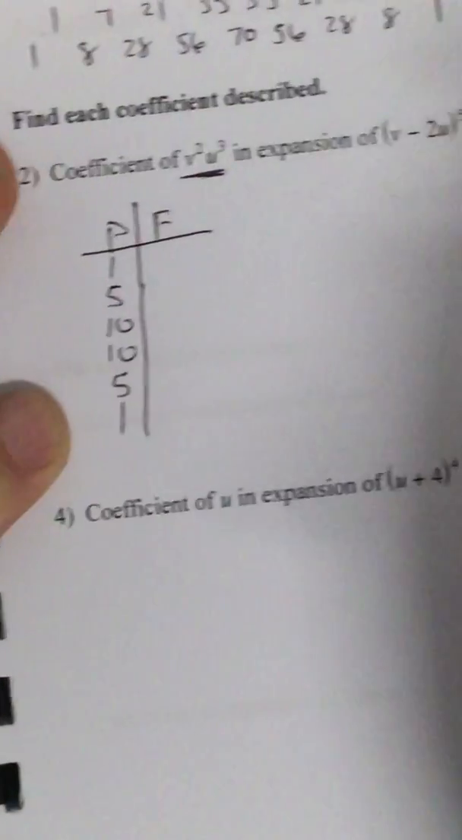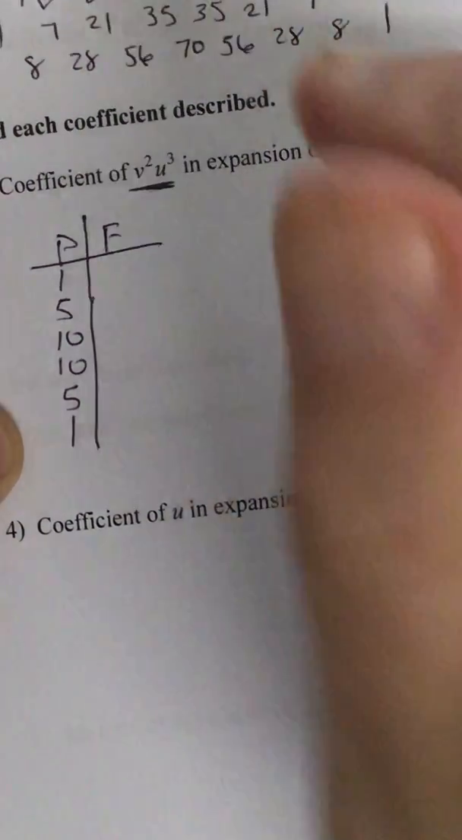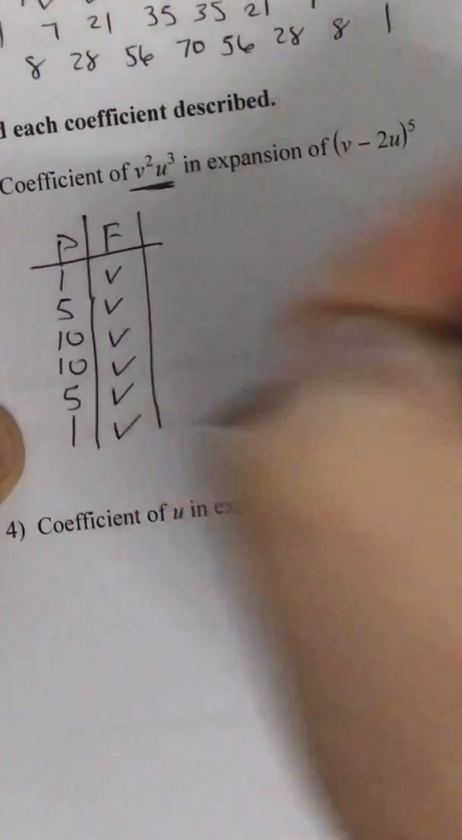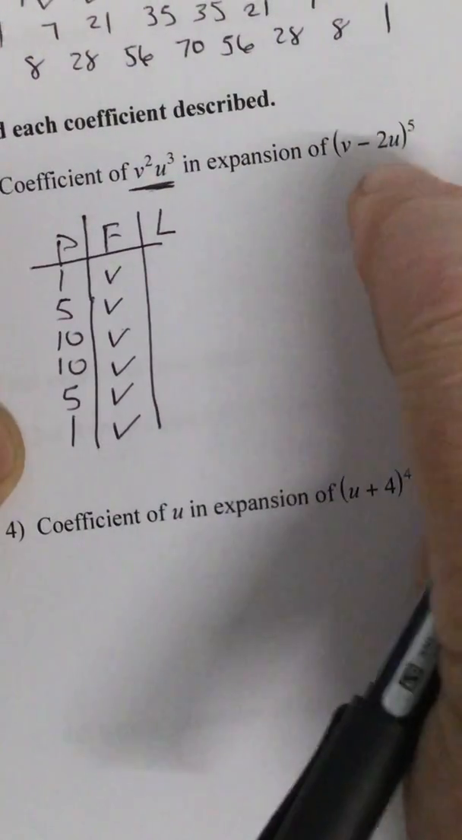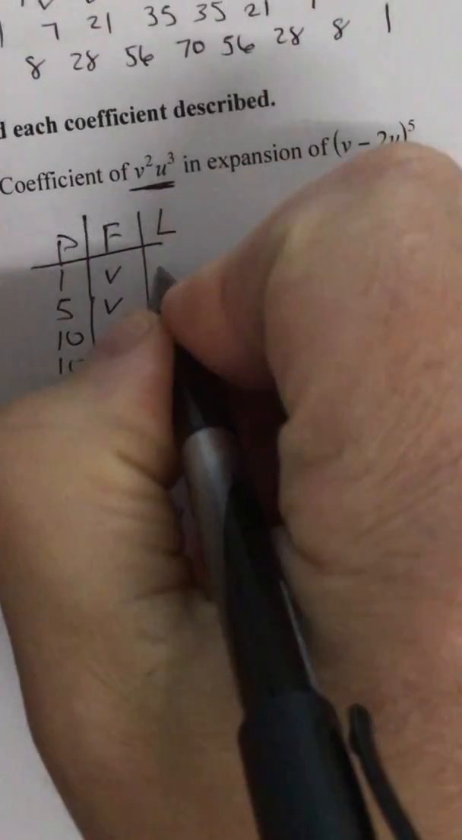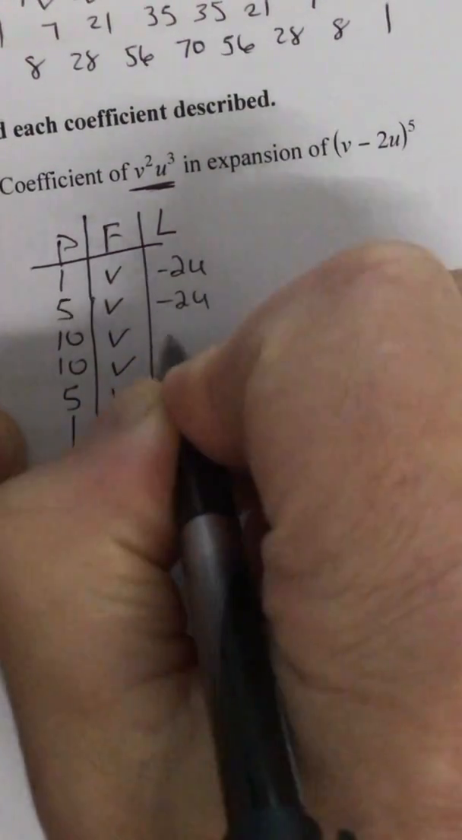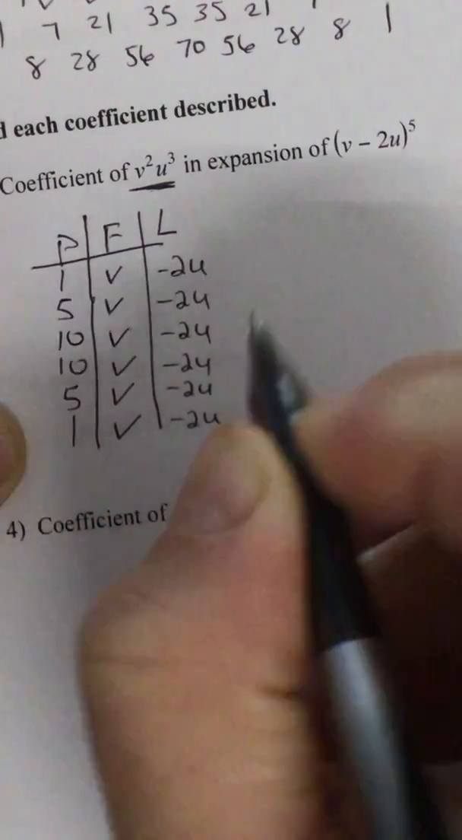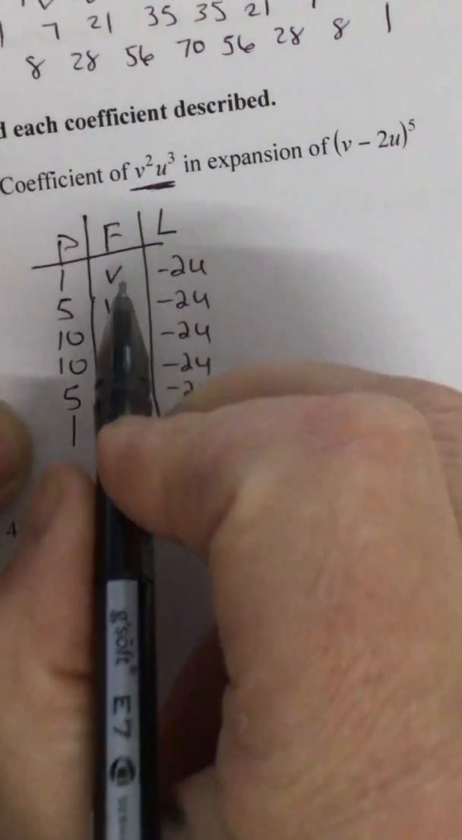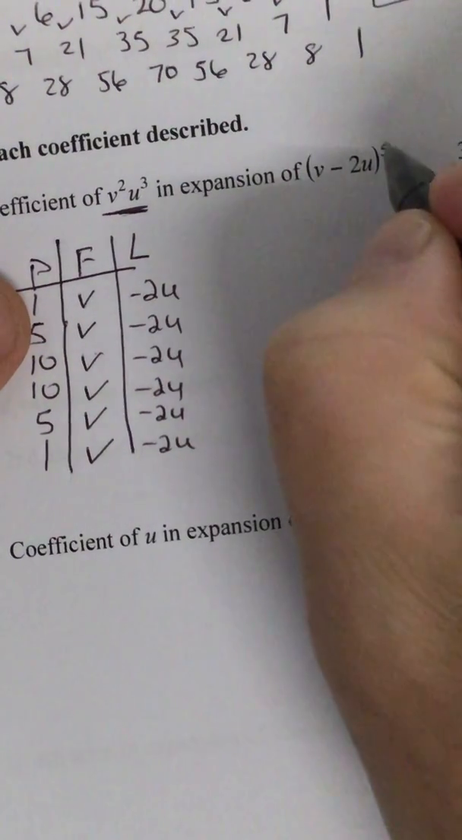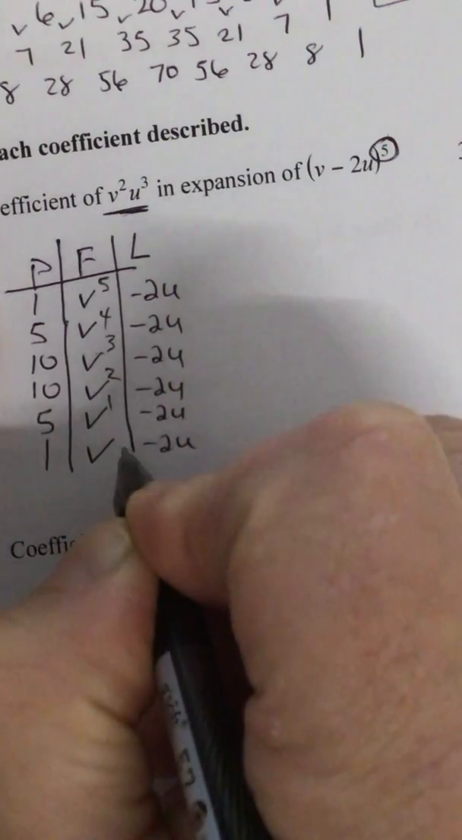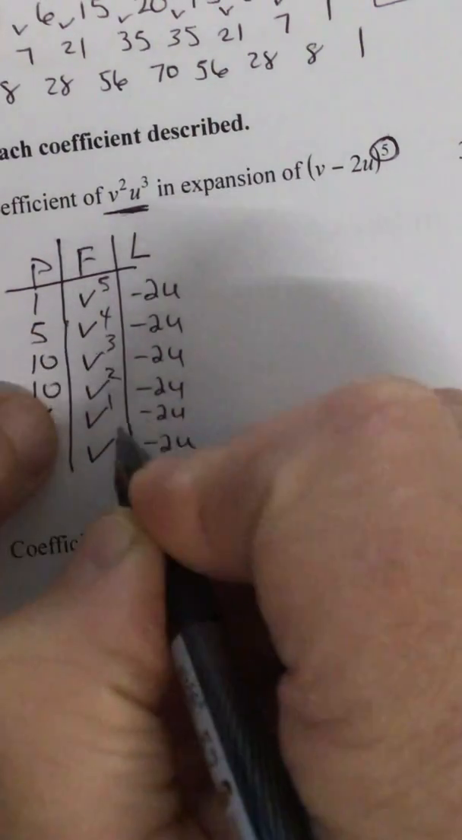The first term. Okay, here the first term is a v. So the first term is v in every factor. Then the last term. The last term is -2u, so -2u in every factor. Okay, the first one goes from the highest power, which is a 5, down. So 5th, 4th, 3rd, 2nd, 1, 0.